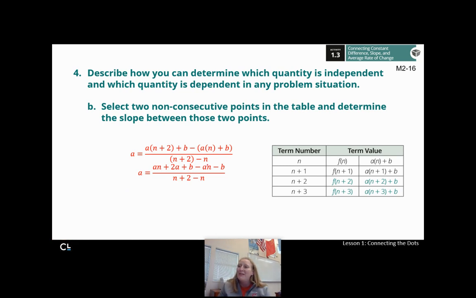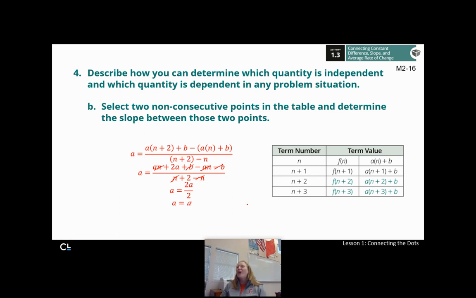I have an An minus An. Those are going to die. I have B minus B. Those are going to die, just like last time. Ooh, look, I have stuff that cancels on the bottom now too. n minus n. Those guys are going to cancel out and die as well. So I'm actually left with 2A over 2. But that simplifies, right? 2A divided by 2 is just plain Jane A.